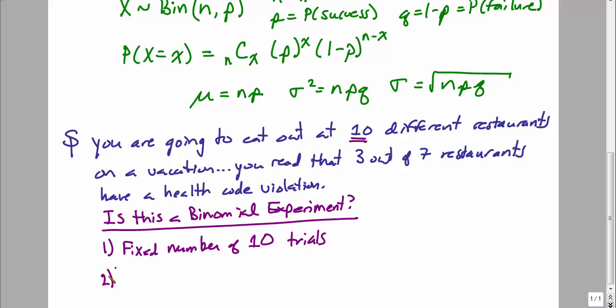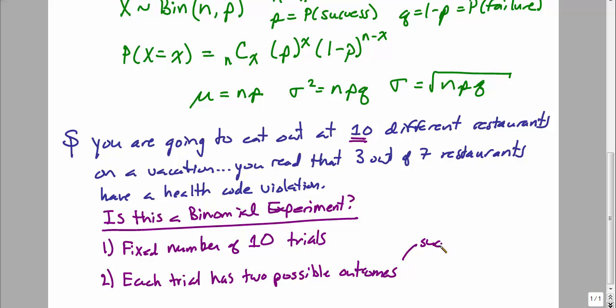2, each trial has 2 possible outcomes. So each restaurant I go to visit, that's a trial. Now with these 2 possible outcomes, they will be deemed as a success or a failure. And so this is when we have to start defining what success and failure mean. Now for this example, a success would be pass inspection. And so the opposite of passing would of course be failing inspection.